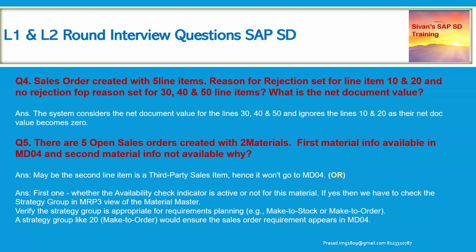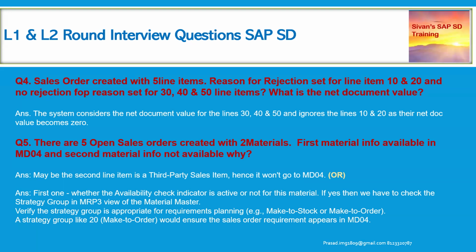Question number 5. There are 5 open sales orders created with 2 materials. The first material's information is available in MD04, that is the materials requirements list, and the second material's information is not available. Why? Maybe the second line item is a third party sales item, hence that will be transferred to the vendor in terms of the third party scenario. Hence it won't go to MD04.